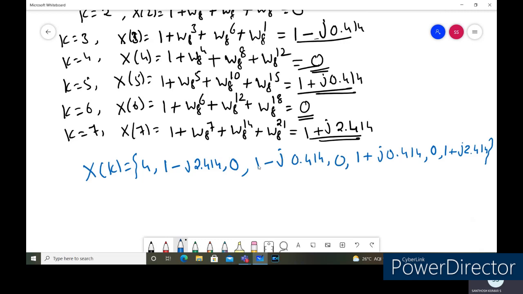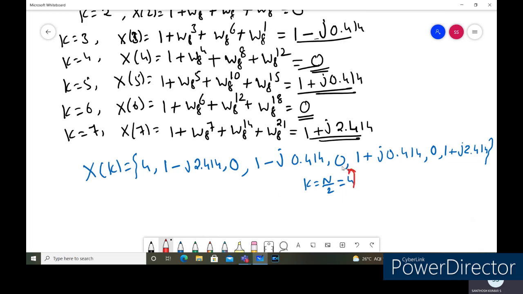So we can verify here. This is the value for k is equal to 0, 1, 2, 3, 4, 5, 6, and 7 we got here. At k is equal to N by 2, K is equal to N by 2 means, the value of N is 8, so 8 by 2 will be 4. So this is the location for that one, and this is the location for k is equal to 2 here.